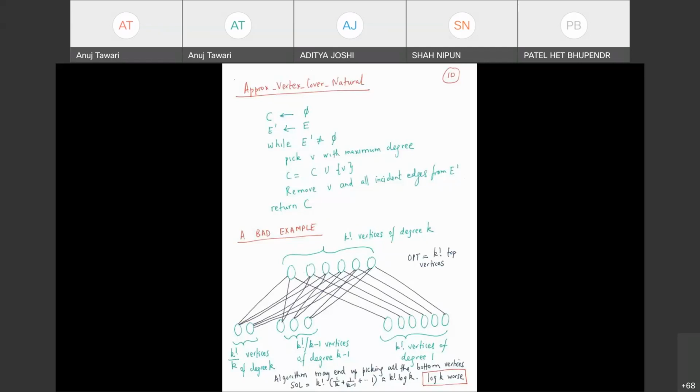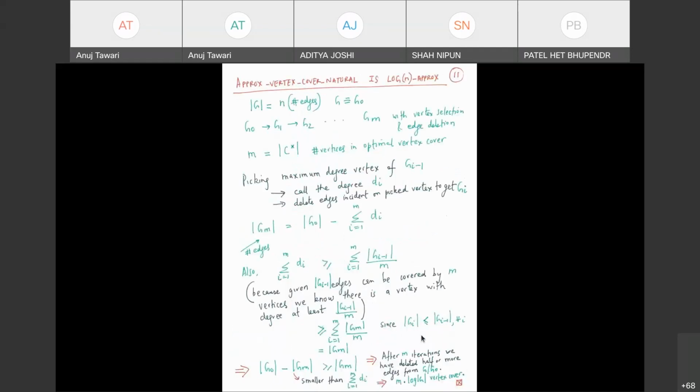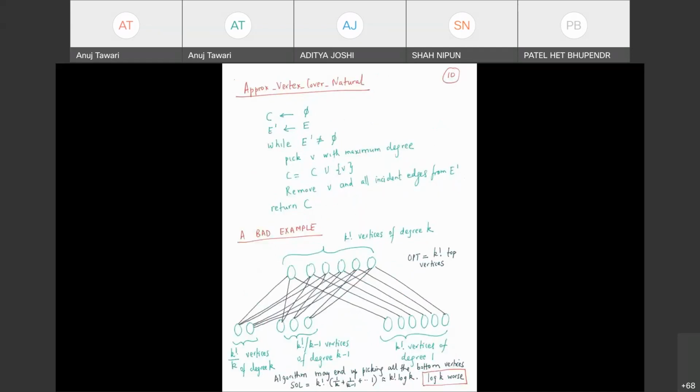Maybe you could also think of picking some vertices from the top and some vertices from the bottom, but then you have to cover many different edges and you will have to pick a lot of vertices at the bottom. Okay. So now let's look at how this algorithm applies to this particular graph.